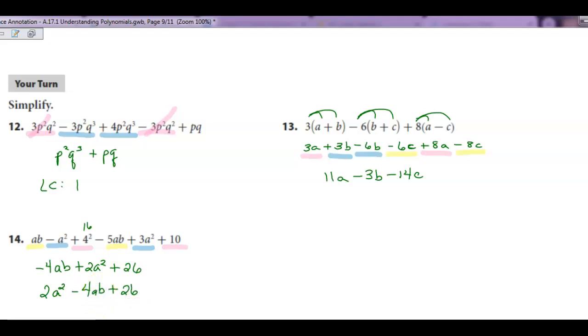And if I did it this way, my leading coefficient is positive 2.